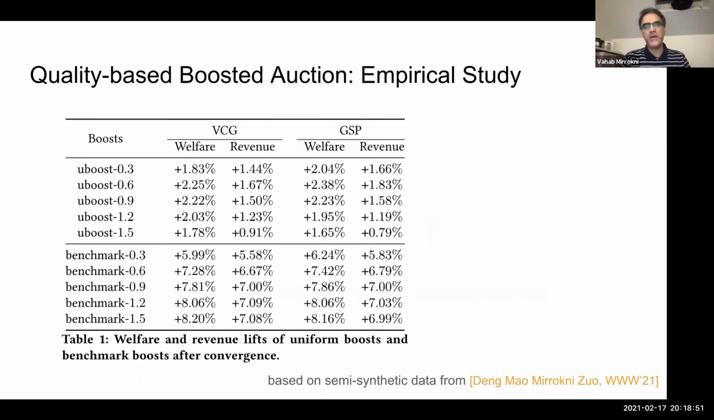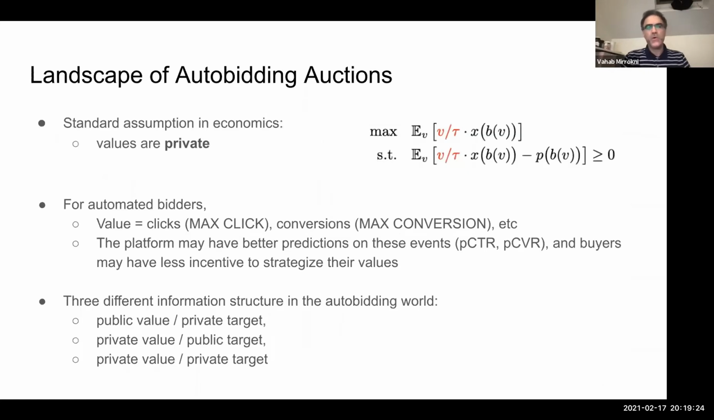In the paper, we also show on some semi-synthetic data that was inspired by some real data that by adding this type of boosts, either uniform boost or the benchmark boost that we discussed, we increase not only the welfare of the auction, which is basically a theorem, but also the revenue of the resulting auction. The numbers here are for some semi-synthetic data, but it shows the trend and it shows the promise. So that's about improving the quality of the outcome.